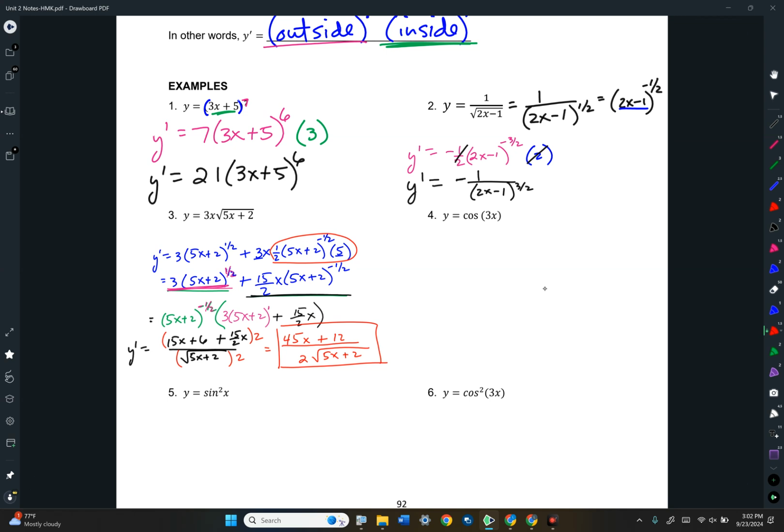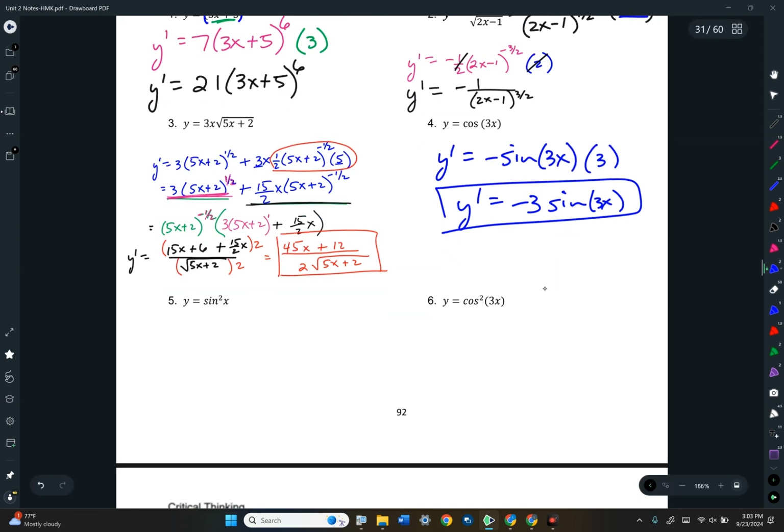So on number 4, the parenthesis is not hidden at all. The inside is the 3x and the outside is the cosine. So when I do the chain rule, I'm going to say the derivative of the outside. The derivative of cosine is negative sine of the same angle, because the derivative of cosine 3x is negative sine 3x. And then I'm going to do the derivative of the inside. Well, the derivative of 3x is just 3. So my overall derivative is negative 3 sine 3x.